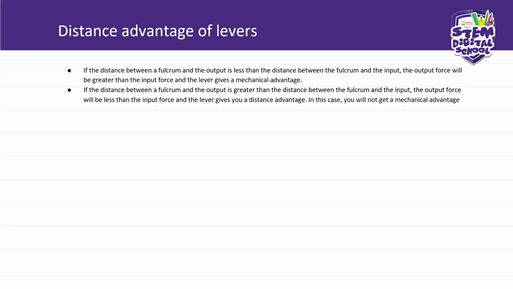So we need to understand this if we want to create machines where we want mechanical advantage, like the one where the guy was lifting a very heavy block. The distance between the effort and the fulcrum becomes very important.